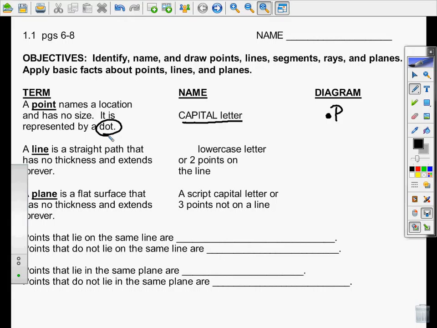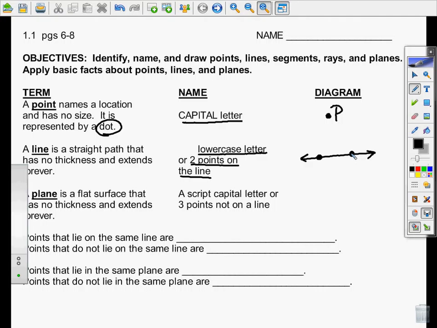This is a straight path. Does not take a left turn or a right turn. It's straight. It has no thickness and extends forever in either direction. That's a line, technically a line. We use a lowercase letter or 2 points on the line. Let me demonstrate that to you. When you draw a line, make sure, first of all, that it's straight, that it can be angled. You know, it doesn't have to be perfectly horizontal or perfectly vertical. It can be at any angle, but straight. And you can put 2 points on it and name it that way.